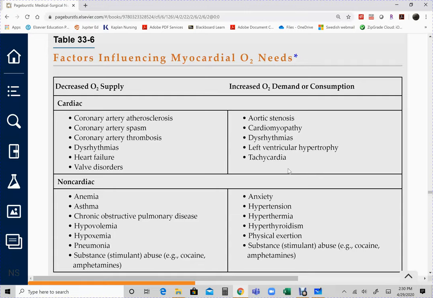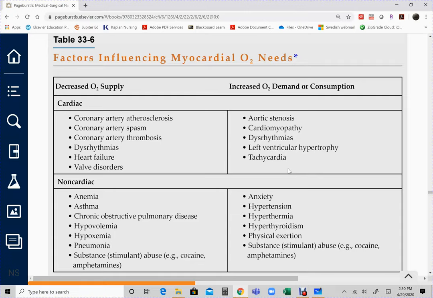Now, how will there be increased oxygen demand? Every time you are exerting, which results in increased heart rate. Remember that the higher the heart rate, the higher the patient's myocardial workload. If the heart works faster or works harder, then it is also consuming more oxygen. It will require more oxygen. So all of these conditions, starting from aortic stenosis down to the stimulant drugs, result in increased cardiac workload. So let's go down the list briefly.